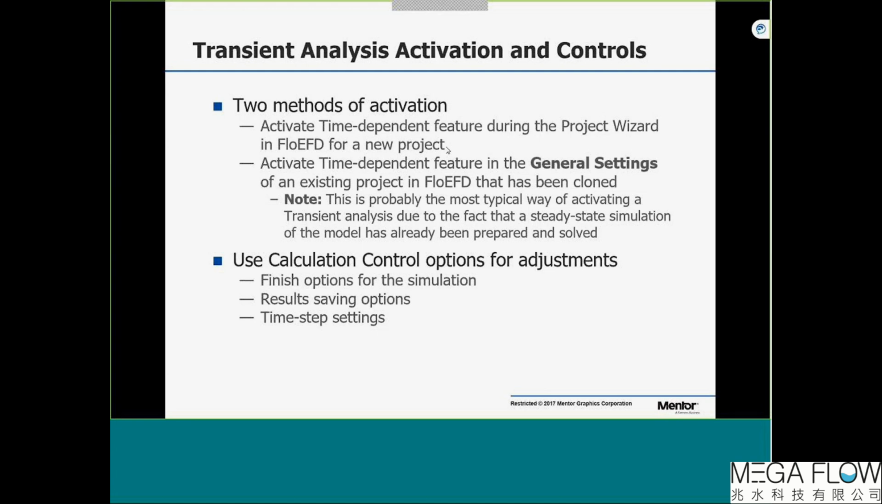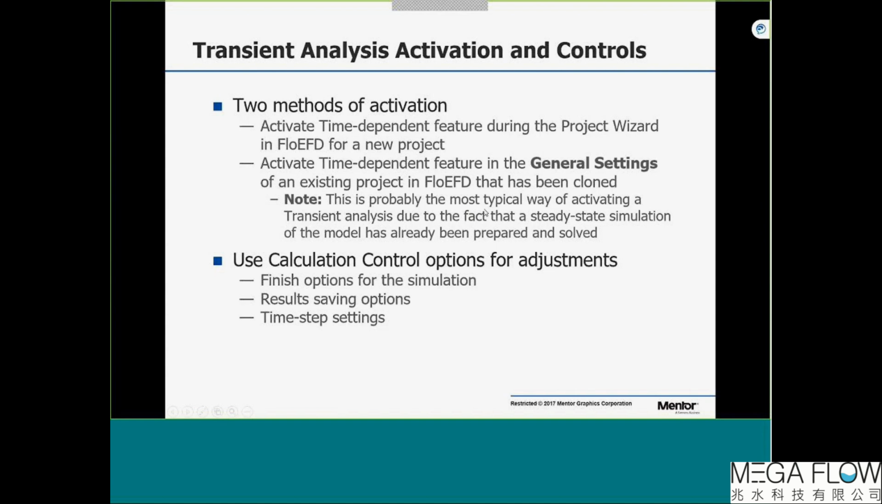But more often than not, when you're ready to run a transient analysis, you've probably already run this model as a steady state. It just makes more sense, and it's the right progression to take. So in that case, we would clone the project, and then just activate the time dependency feature in the general settings of the existing project that's been cloned. This is definitely the most typical way of doing this.